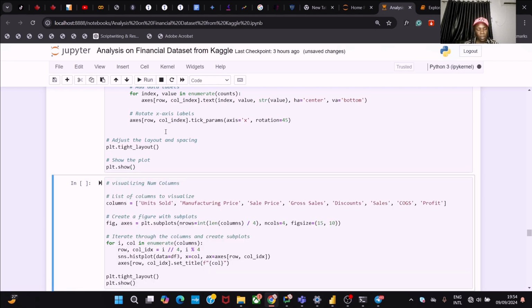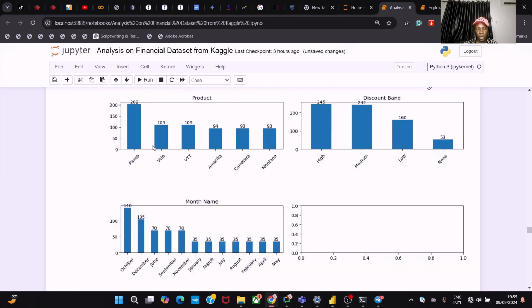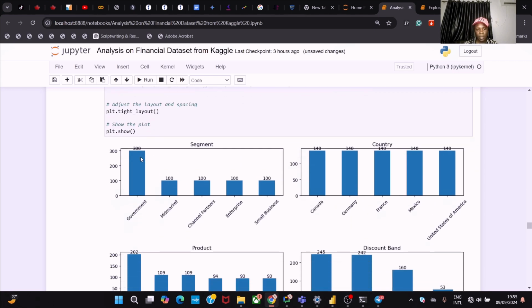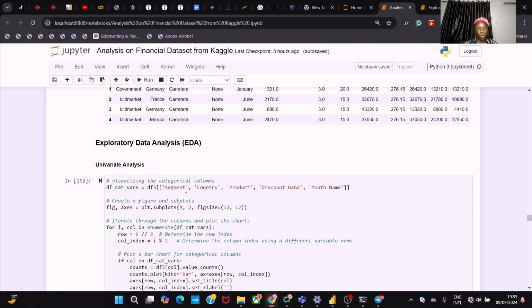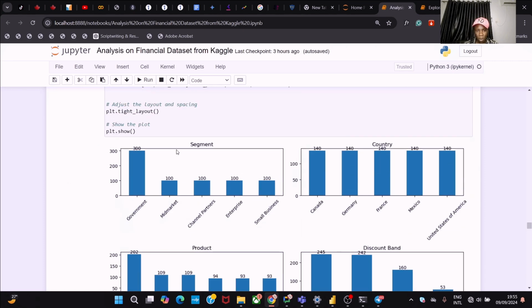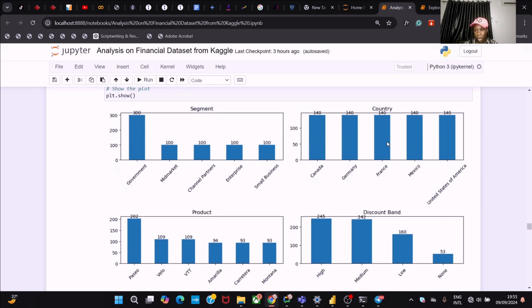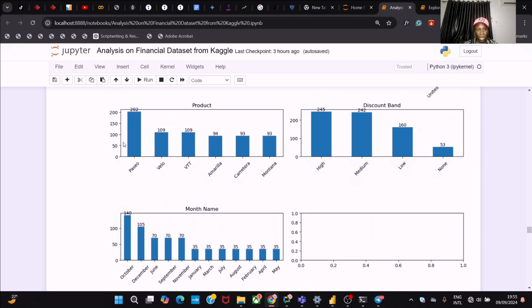When we go ahead and run this, you can see that we have successfully visualized the categorical columns of our data frame. We have segments, with the government segment having a count of 300, which means the government has a higher count compared to the other segments. Then we have country, then products. The count for this product, Paseo, is higher than the rest.